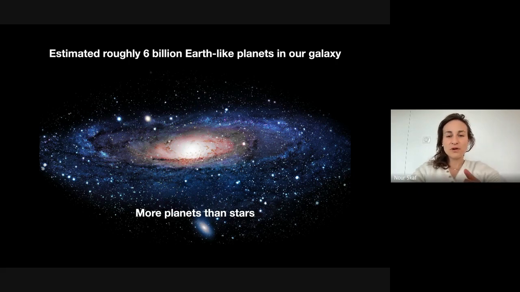So there are between 400 and 800 billion exoplanets, because there are 4 times more planets than stars. If we consider that only 10% of these planets are Earth-like, which is a very honest estimation, well, that still means there are approximately 6 billion Earth-like planets in our galaxy alone. Is that shocking to you?